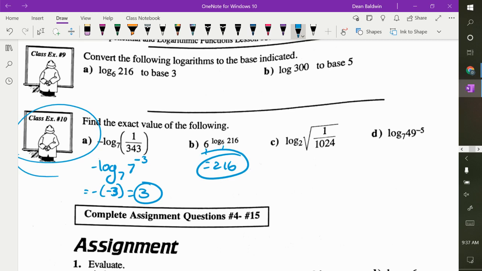C, what do you have to do? So you're going to flip it, and you got to make the radical an exponent. So I'll do it in a couple steps. So I'm going to get 1024 to the negative a half. 2 to what power is 1024? Anybody know?